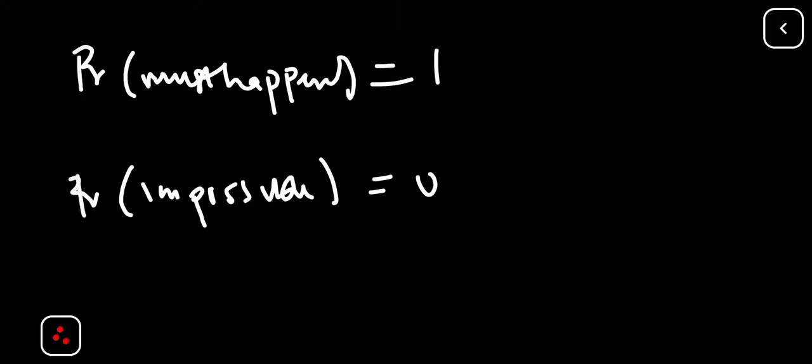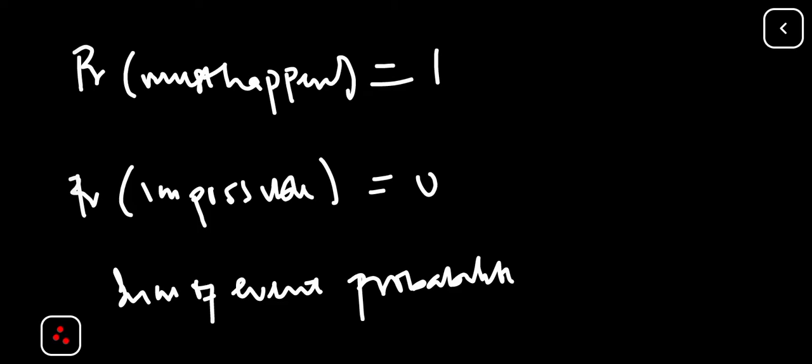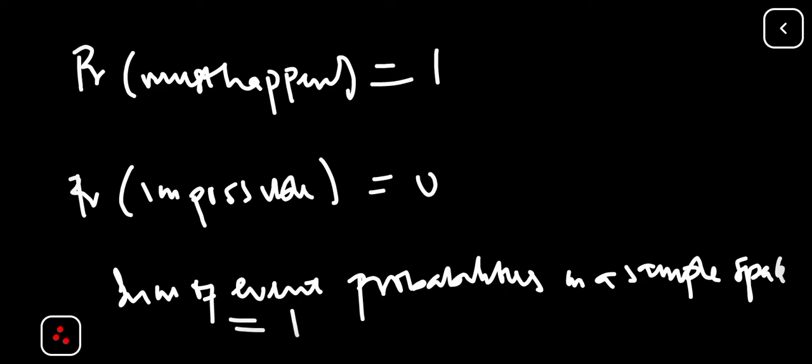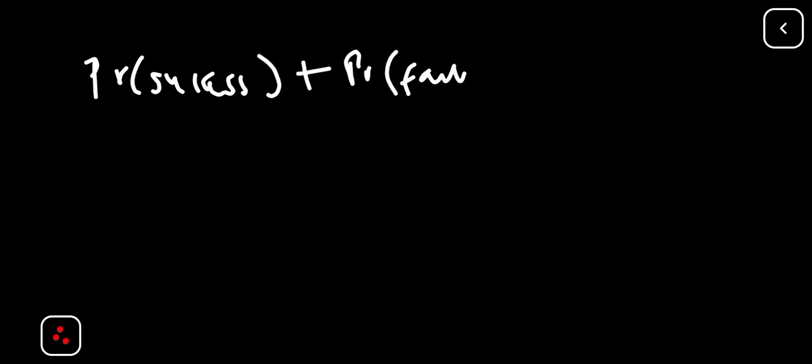Another thing you need to remember is that the sum of all event probabilities in a sample space is equal to 1. We've explained that. So this means that if you have a sample space of success and failure, the probability of success plus the probability of failure is equal to 1. We've explained that.